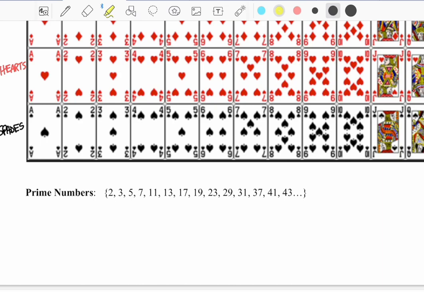You have cards that have values from 2 to 10. And then you have some letter cards: A, J, Q, and K. But if I wanted to ask a question like, what's the probability of getting a card that has a heart on it and also a prime number, then it would help to know what prime numbers are. So just a refresher on the definition: any number greater than 1 that is divisible by only 1 and itself.